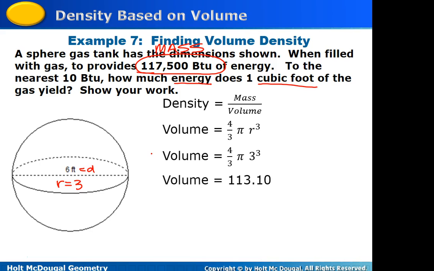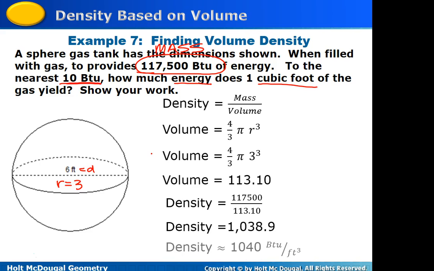What you should have gotten is 113.10, and we rounded this to the nearest 10. Now we want to go ahead and put that volume and our mass into the equation for density. So the density is equal to 117,500 divided by 113.1. Again, you should see that our density was 1,038.9. Notice here again it says to round it to the nearest 10 BTUs. So we are going to round that to 1,040 BTUs per feet cubed.